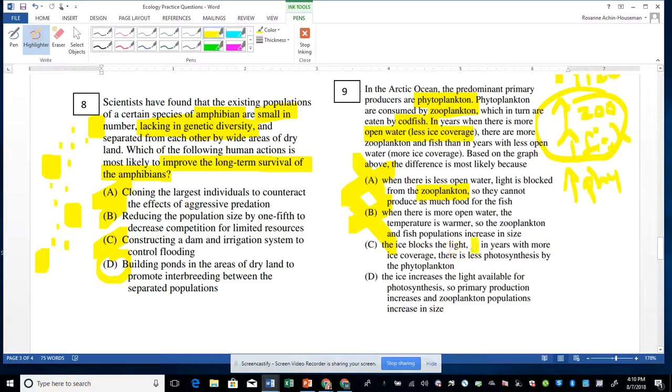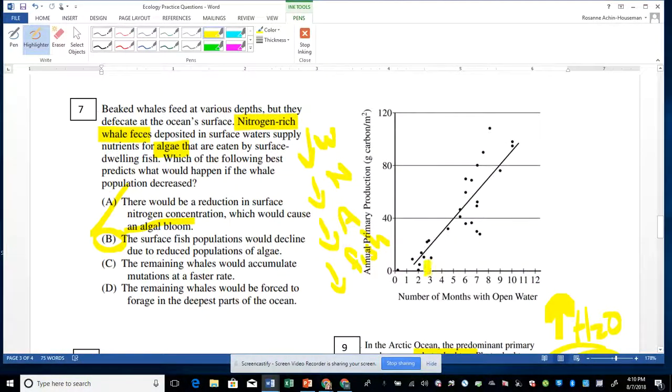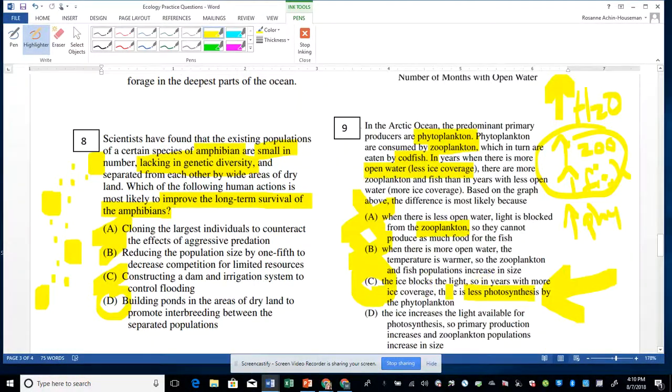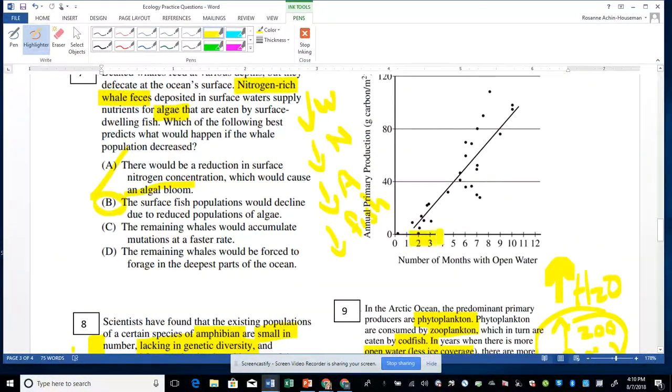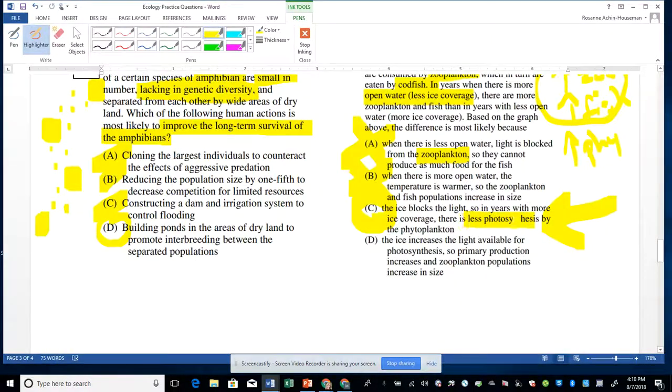The ice blocks light, so in years when there's more ice coverage, there's less photosynthesis by the phytoplankton. That's what we're looking for. Here's your answer. So if you have more ice coverage, less photosynthesis, and that's what this shows. So open water is the opposite of ice coverage. So more ice coverage, right? That's what it says. More ice coverage would be over here. That would mean less open water, right? More ice coverage. And that means you're going to have lower productivity.